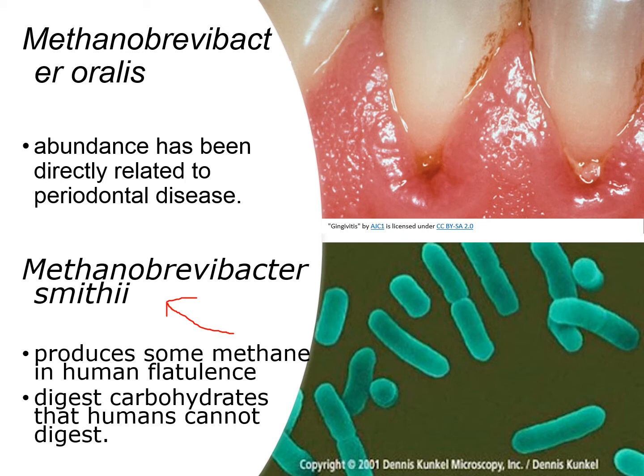Methanobrevibacter oralis holds the distinction of being the first archaeon linked to human disease. This archaeon is found in and around the gums of only about 5% of healthy individuals, but it's up to 10 times more common, and it's found in greater amounts in patients that have periodontal syndrome.